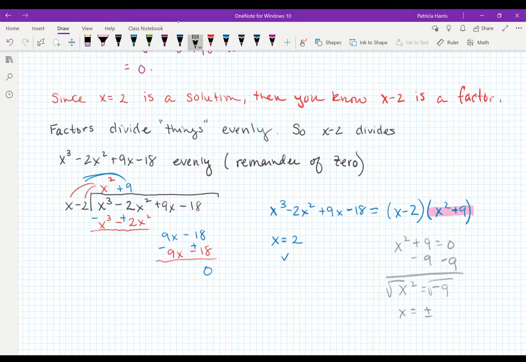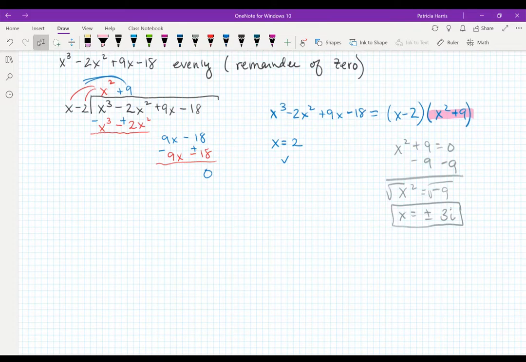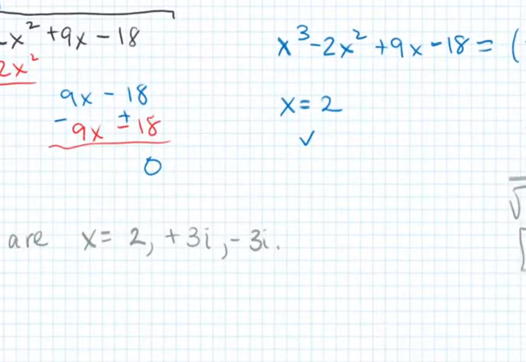So if I solve that, taking the square root of both sides, you will notice I get an imaginary number. So my cubic polynomial actually does have 3 roots. The 3 solutions are x equals 2, positive 3i, negative 3i.